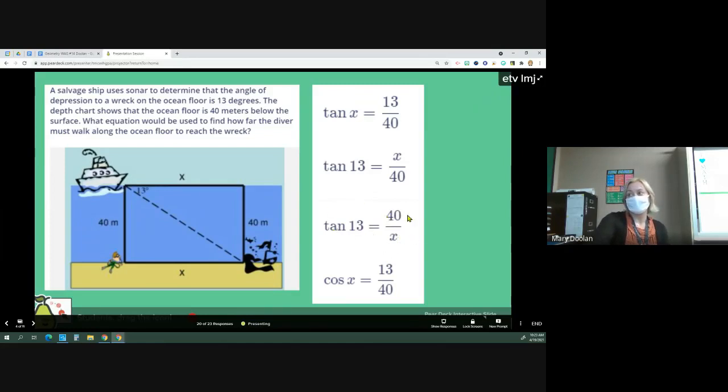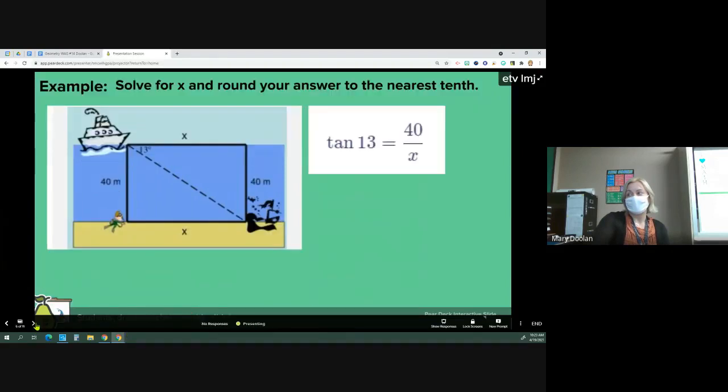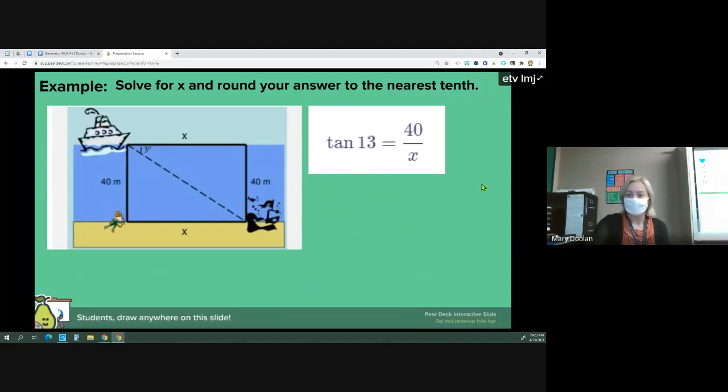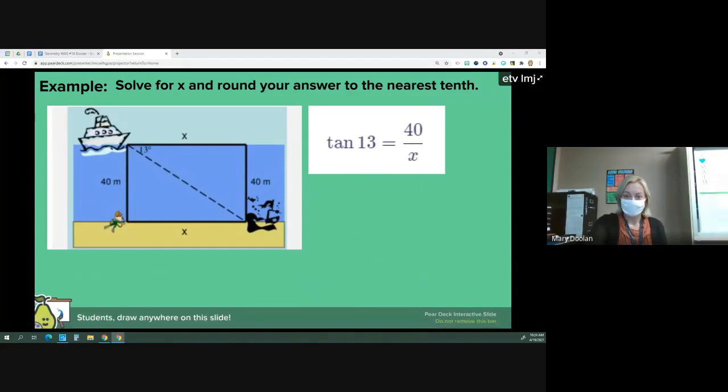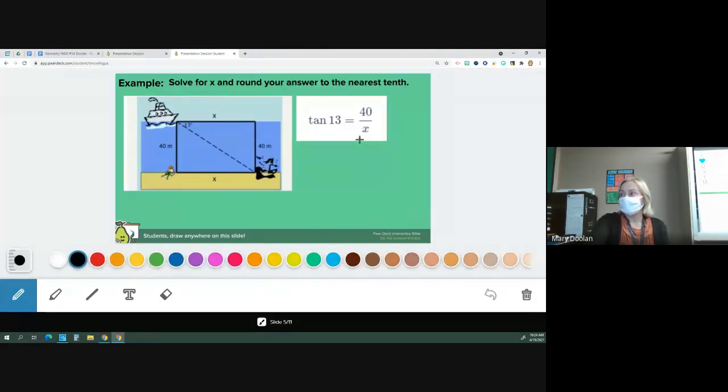So you should have this one right here. And that is the equation that we're going to solve. Okay, so we're going to solve for x and round our answer to the nearest tenth. And I mean, the equation's already set up, so all I've got to do is isolate x and figure out how to do that. You can always do the same thing to both sides of your equation. The variable being in the denominator is not exactly where I want it, so I'm going to multiply both sides of this equation by x.